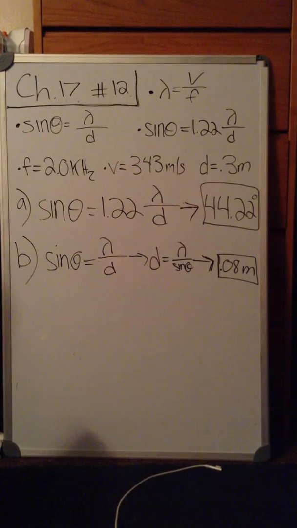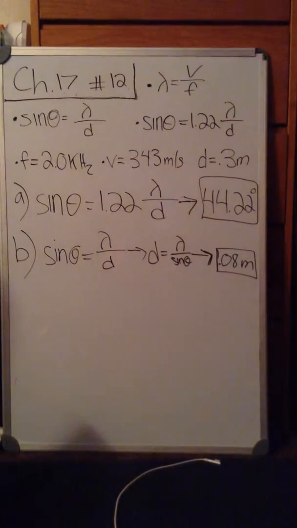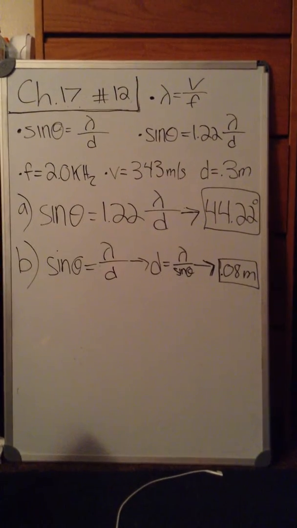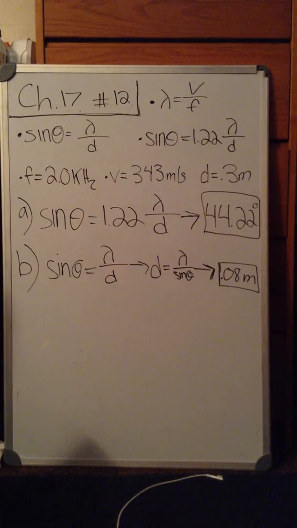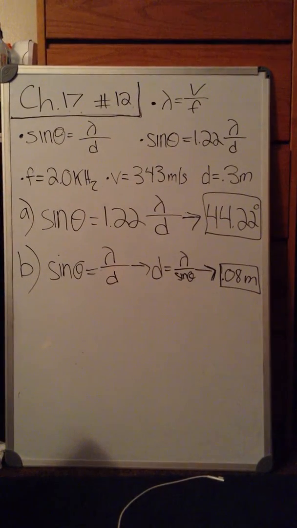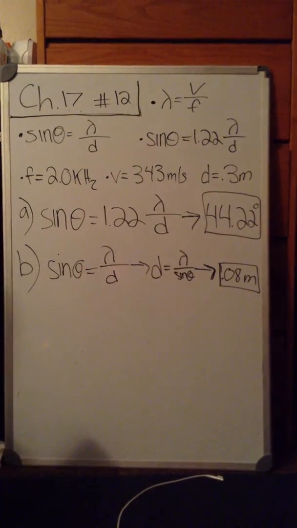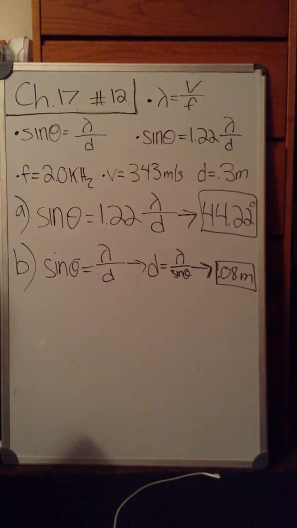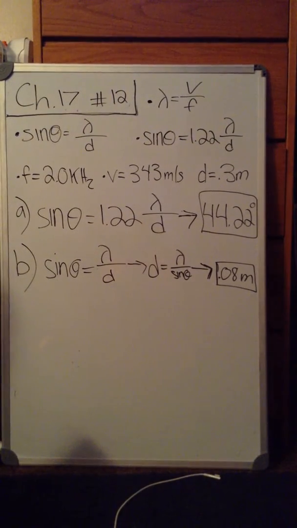tone. And B, what speaker diameter D should be used to generate a 6 kilohertz tone whose diffraction angle is as wide as that for the 2 kilohertz tone in part A. So, part A asks for us to find a diffraction angle for a 2 kilohertz tone.